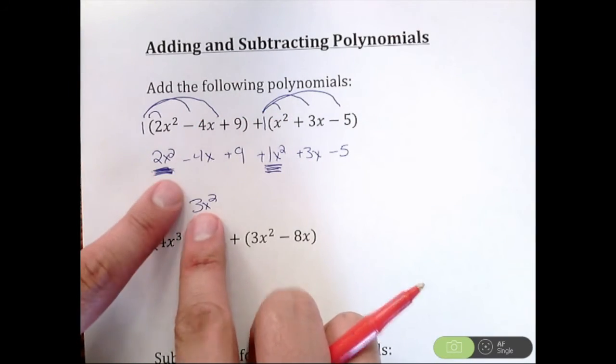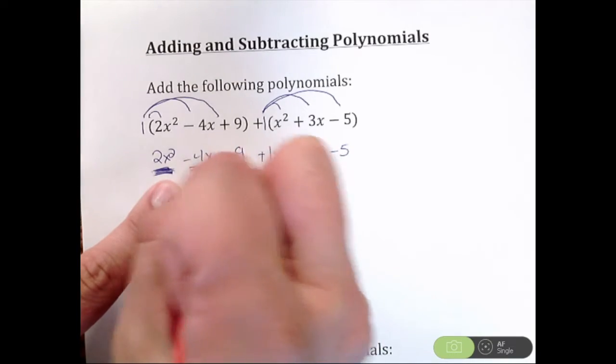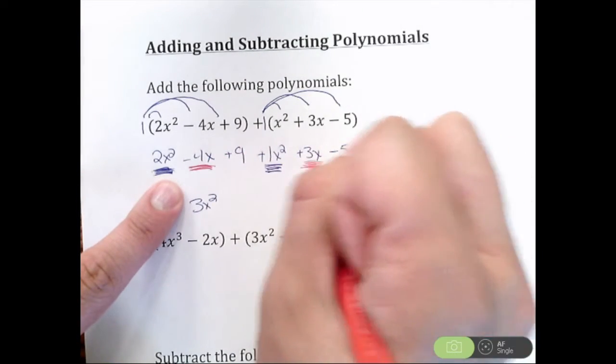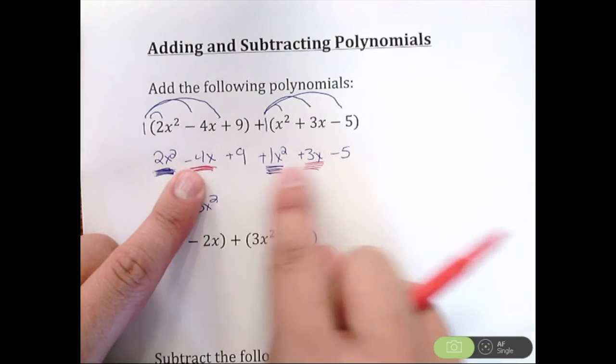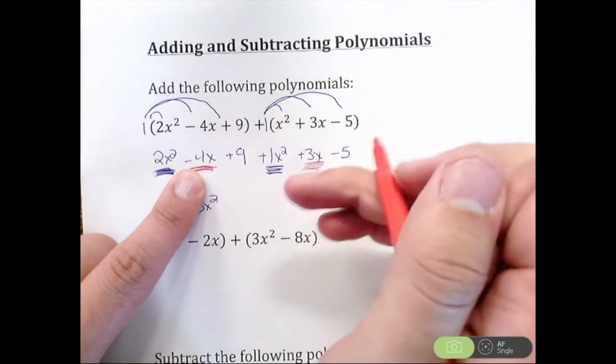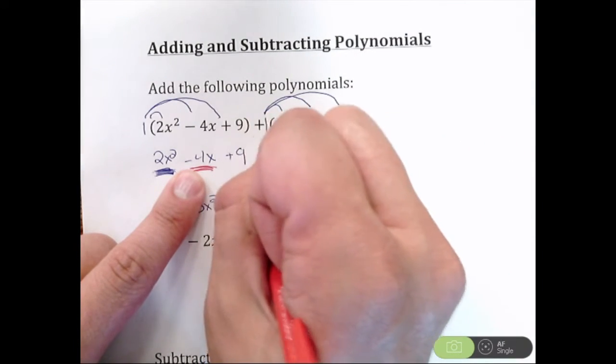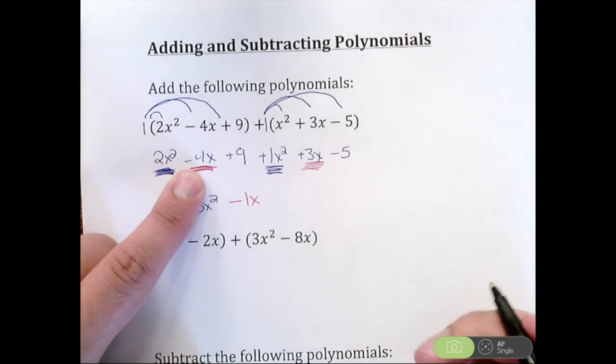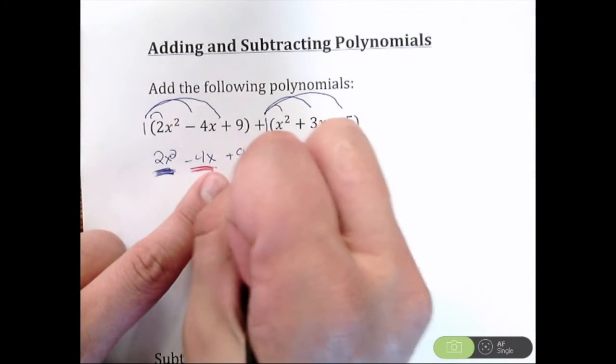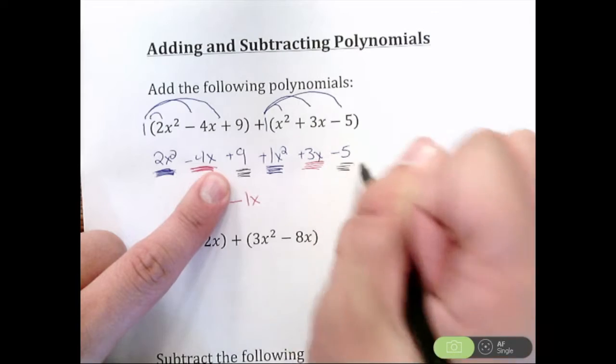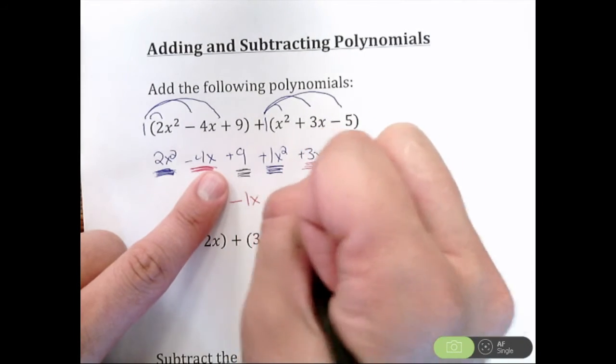So after the x squareds, let's go to the x's. So I have negative 4x plus 3x. Negative 4x plus 3x, those are like terms. Negative 4x plus 3x is negative 1x. And then finally I have 9 minus 5, which is 4.